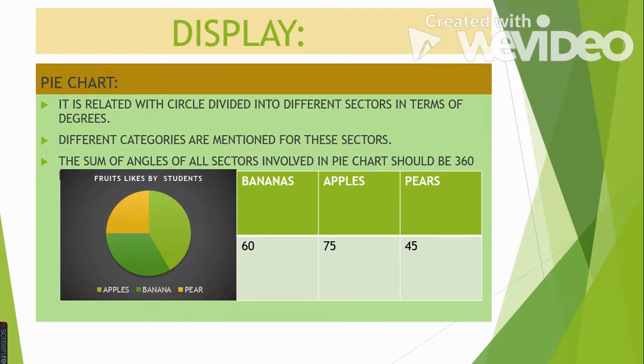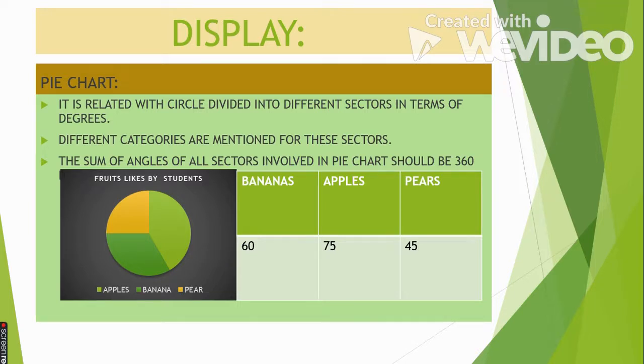Just like in the previous example, we have discussed apples, bananas and pears. So apples are in light green, bananas are in dark green, and pear is in orange. So we will show it in degrees, not in percentage. Unless or until he is asking for that, you are not going to convert that into percentage.